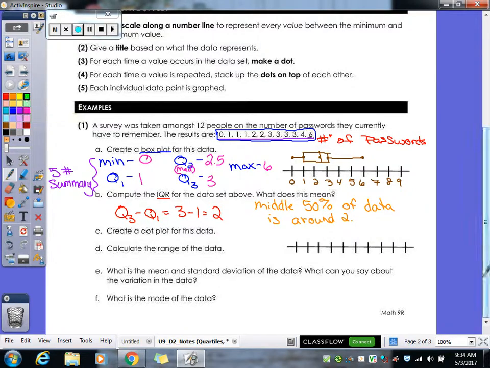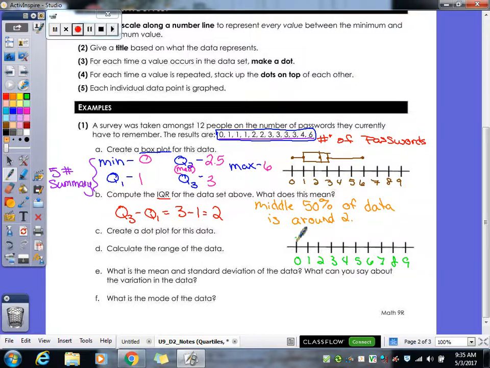Yep, so now we're going to create a dot plot for this data. So we're using the same numbers. So again, we have to create our scale. So this one I would go up by 1s. Now when you make your dot plot, you have to make sure your dots are all the same size and there's the same distance between them because they have to be able to line up.